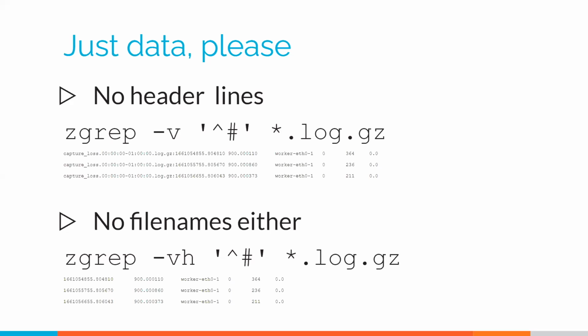And this is where you get all of those data lines, but you don't get the header lines. If you want to get rid of the file names as well, just add -h to the command. And just like so many other tools, if you want -v and -h together, you can use -vh. zgrep and grep will work with either form. And now you're just left with the data lines, no headers, no file names. I just want to see those.